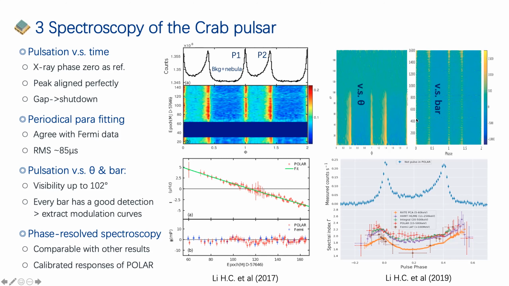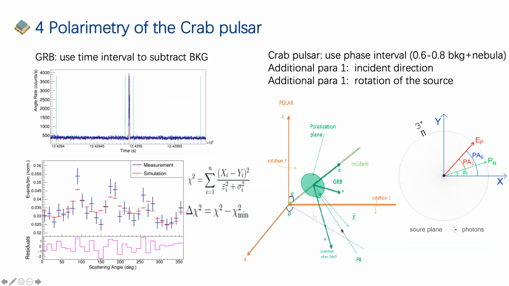But before we do that, we further extract the spectrum of the Crab. By fitting with the detector responses, we got the phase resolved spectroscopy of the Crab Pulsar. These red points are from POLAR, and they are comparable with other instruments in a similar energy band. And this work could serve as a calibration of the POLAR detector. Then we could move on to the polarization.